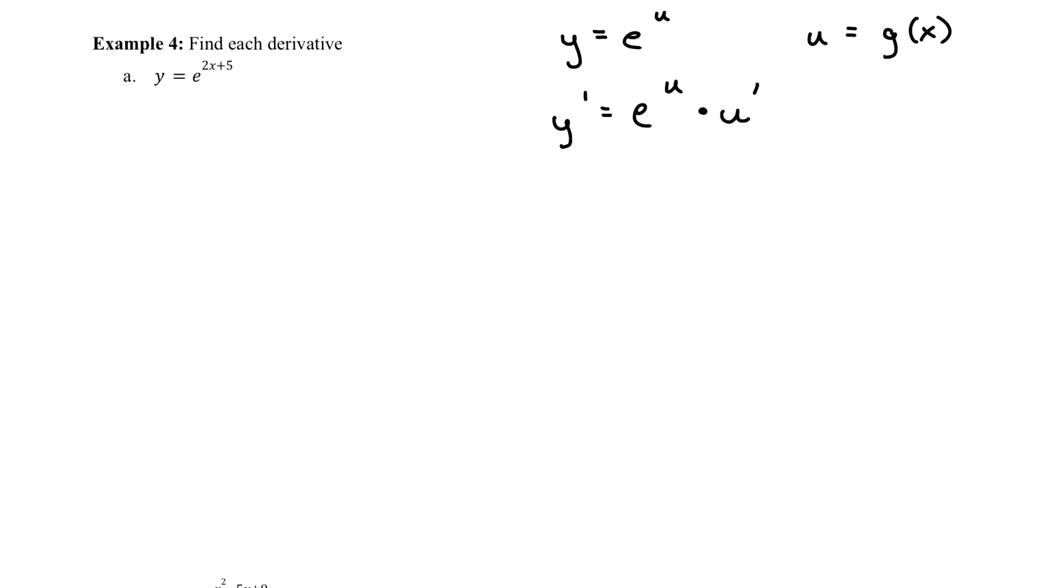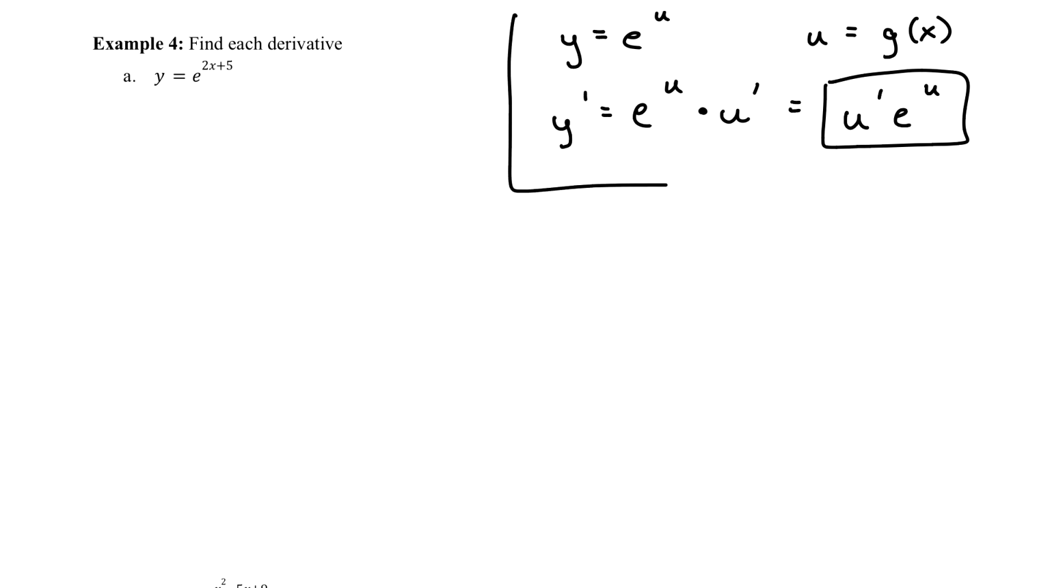I do like to rewrite this one because it can be kind of confusing about, is this u prime a part of your exponent, particularly if you don't have great handwriting. It can just be a little bit unclear. So to avoid any potential confusion, I like to take that u prime and just bump it up to the front of my function, since I can multiply in any order I want. So I'm going to rewrite this as u prime times e to the u. I think this is a much nicer way to write that derivative, and it just avoids any confusion that we might run into.